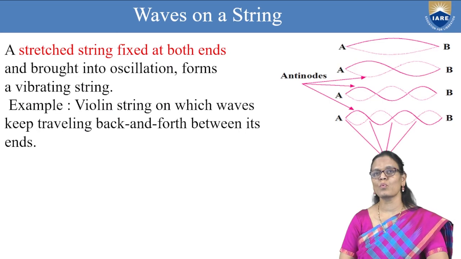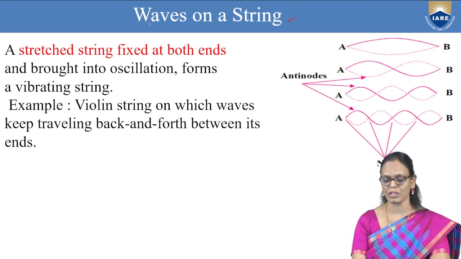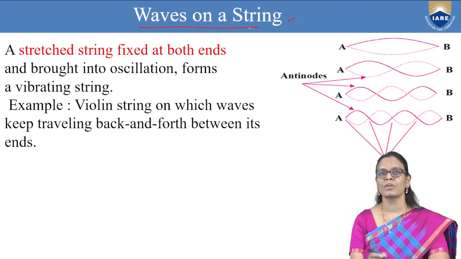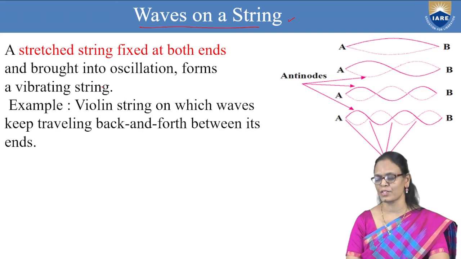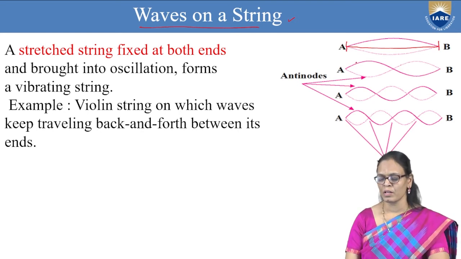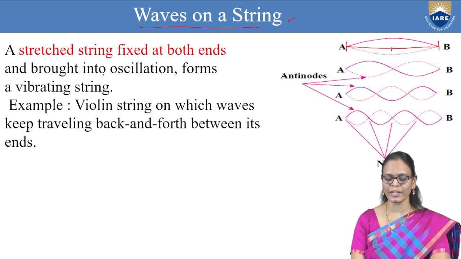Now let us move on to see about the waves on string. How the waves or the harmonics are developed on a string. So now, if you consider a string which is stretched at both the ends and it is brought into oscillations. So I have taken a string here, a string which is fixed at both the ends. So if you just pluck it from here and leave it, it starts oscillating. So when it is brought into an oscillation, it forms a vibrating string.